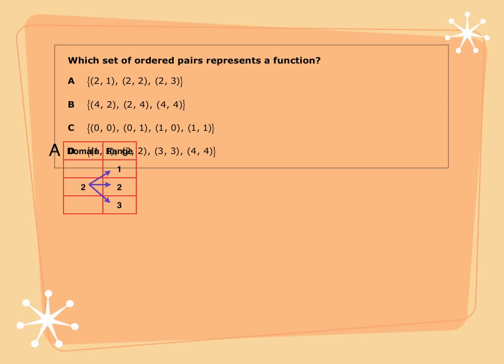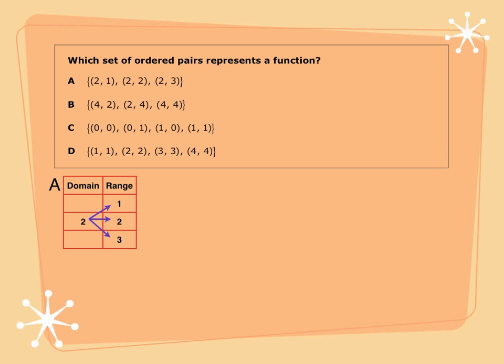A's mapping diagram, A only has a domain of 2. Notice all of my x values are 2. And then the range would be 1, 2, and 3. When I draw my mapping diagram here, notice that the domain value 2 has 3 range values, so A is not going to be a function.